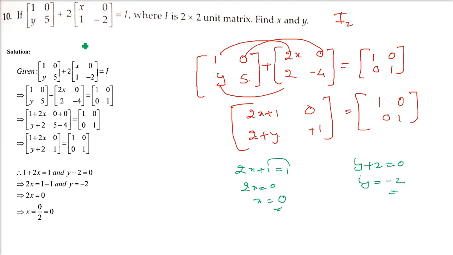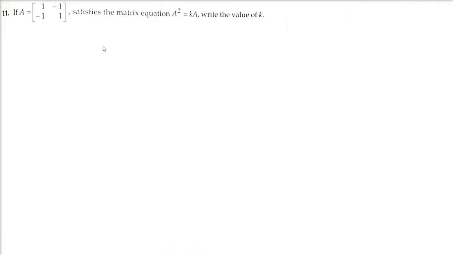But you have to do it like this. On the left I have shown already. If A is this, satisfies the matrix equation A square equals K into A. Write the value of K. Now A is this, so we have to actually find out A squared, and then equate it to all terms multiplied by K.